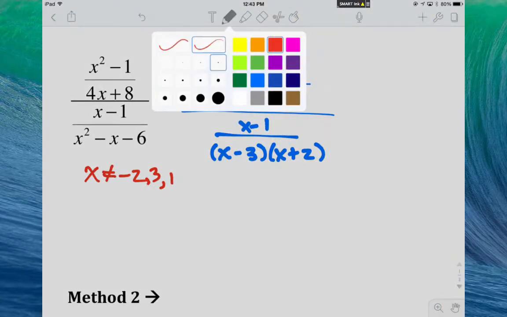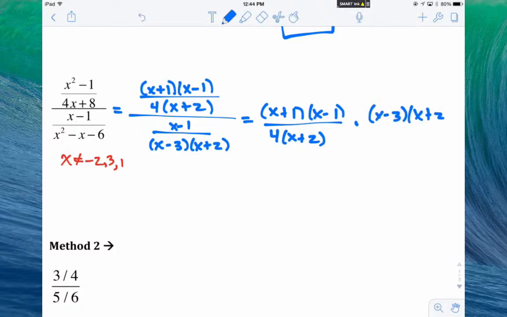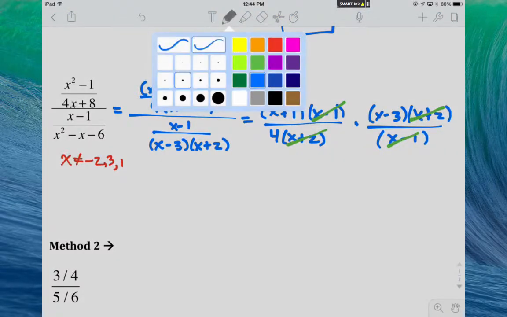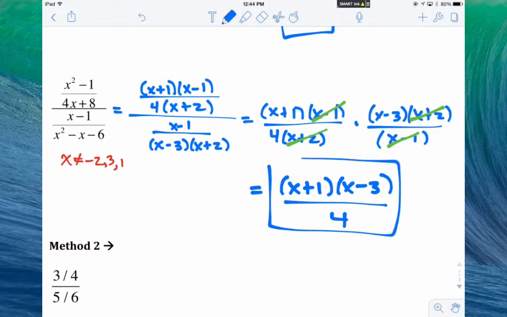All right, and now it's just a fraction division problem. We're going to multiply by the reciprocal. So we've got x plus 1 times x minus 1 over 4 times the quantity of x plus 2, and we're going to multiply by x minus 3 times x plus 2 over x minus 1. And now we just look for some simplification opportunities. These will simplify away. These x plus 2s will simplify away. We end up with x plus 1 times x minus 3 all over 4. So that is the simplified version of this complex rational expression, of course, with these variable restrictions.